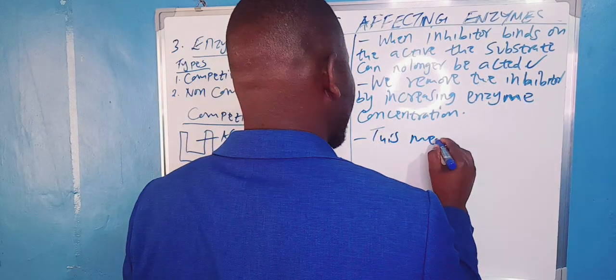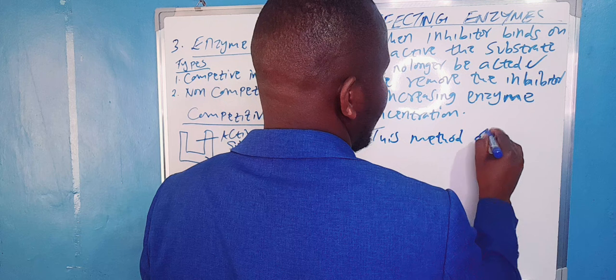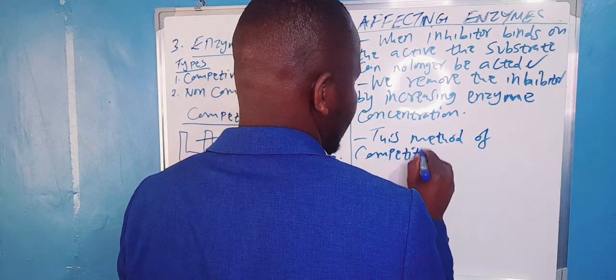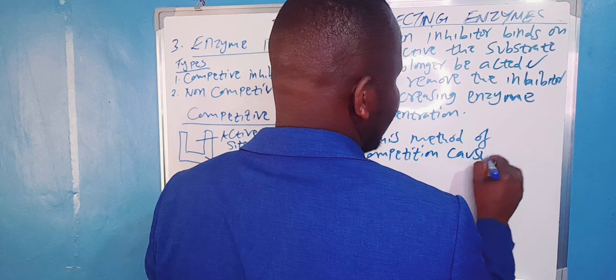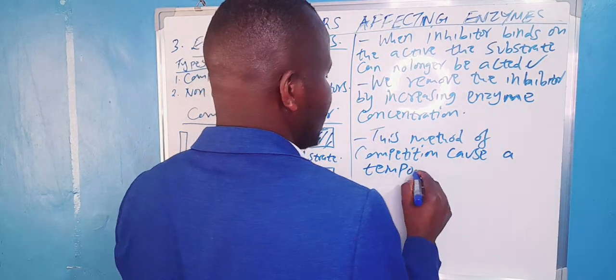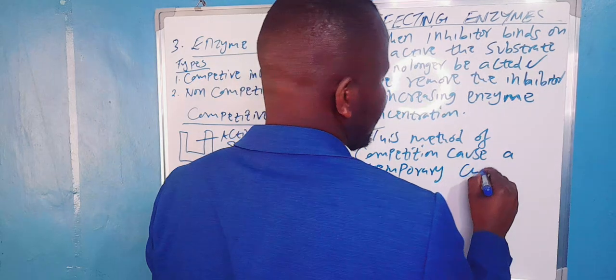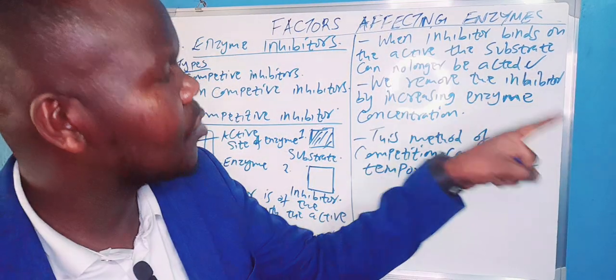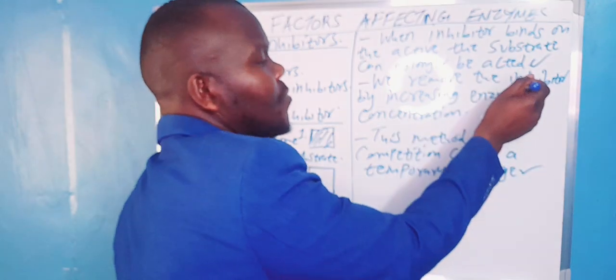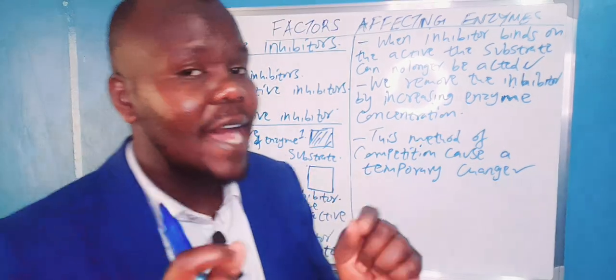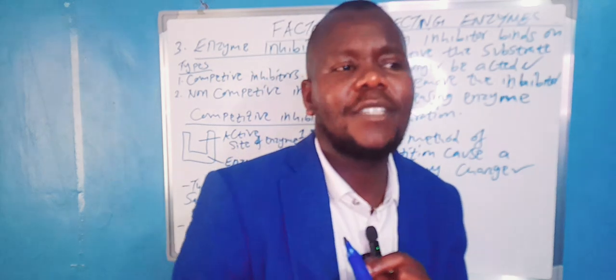This method of what? Of competition causes a temporary change. Causes what? A temporary change. The main reason why I'm saying it's causing a temporary change is because we can remove that inhibitor by increasing the enzyme concentration. It can never alter the shape of the active site of the enzyme.